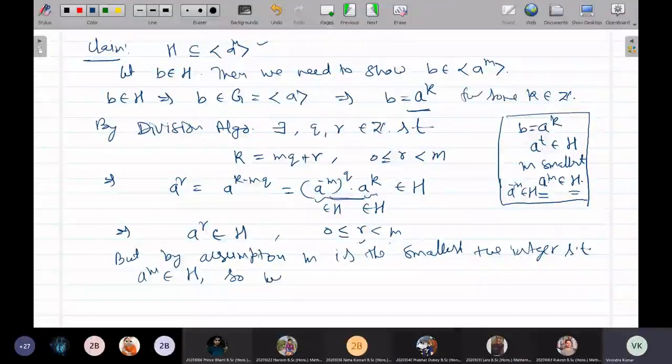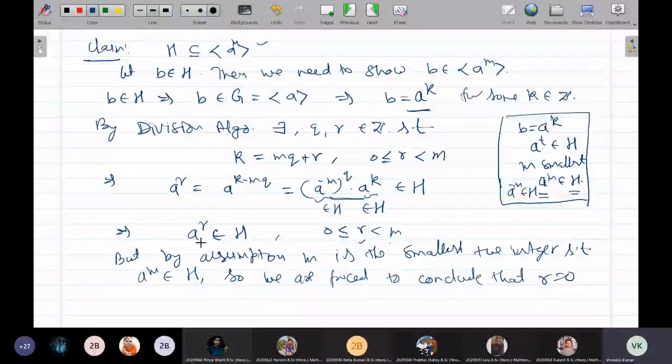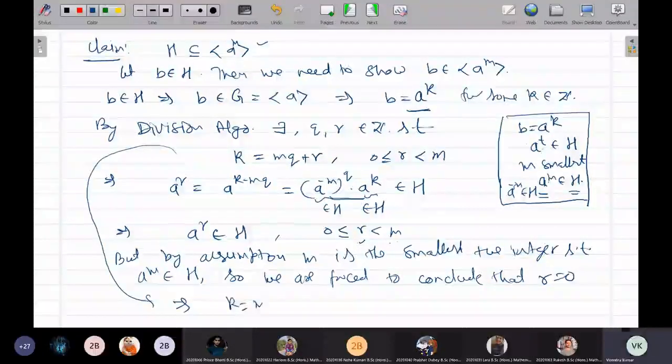So we are forced to conclude that r should be 0. Otherwise, m would not be the smallest; r would be the smallest, so our assumption would be wrong in that case. So r should be 0. Once r is 0, this would imply that k equals m times q.